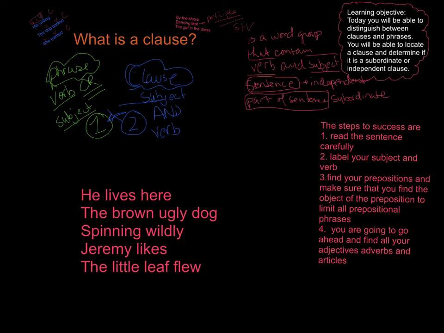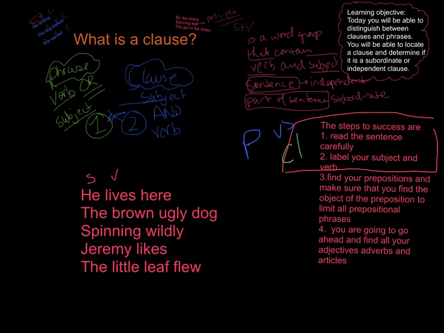So read the first one. He lives here. Is there a subject and a verb? Let's take a look. Subject, verb. Now, what I forgot to tell you about the steps to success is very important. Right here, at this point, I'm actually done. Those two steps are all I have to do to tell my phrases versus my clauses. So once I label the subject and verb in he lives here, there's my subject and my verb. Do I have both? Yes, I do. That's a clause.